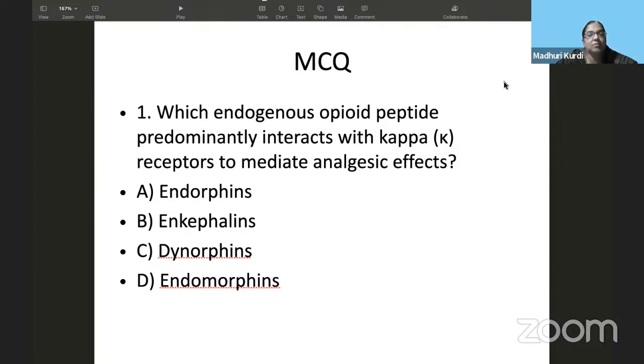Dr. CK, please explain. So basically, dynorphins bind to kappa opioid receptors, and their function is involved in pain modulation, particularly in promoting analgesia through kappa receptors. While endorphins primarily bind to mu receptors, and activation by endorphins typically leads to strong analgesia. Okay. Yes. Next, please.